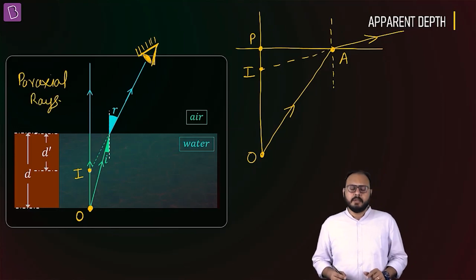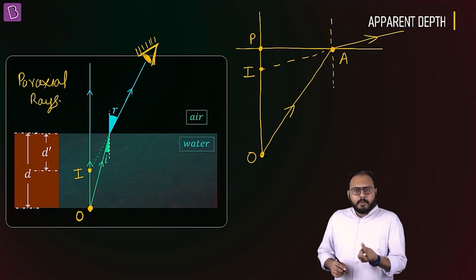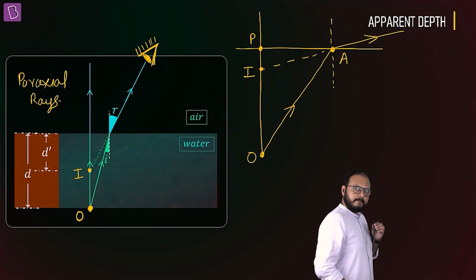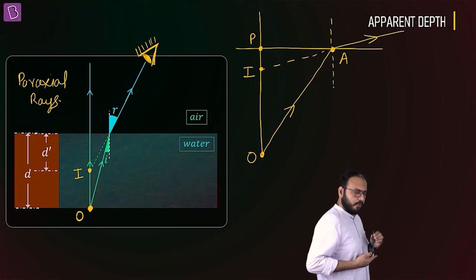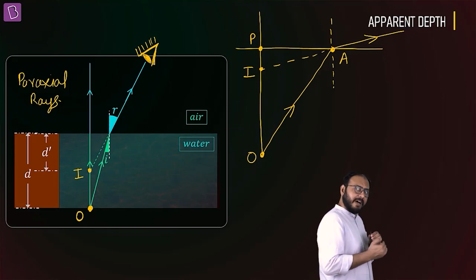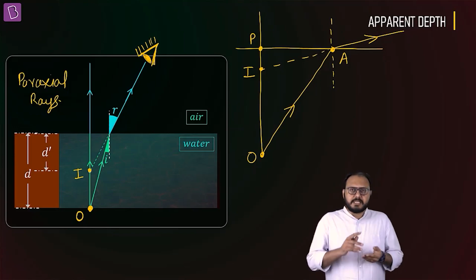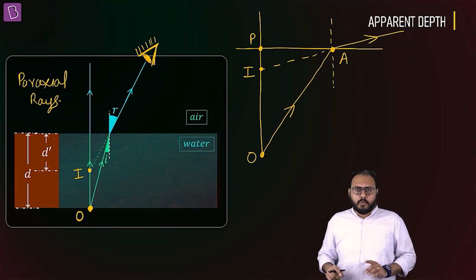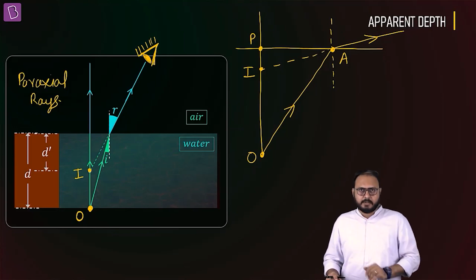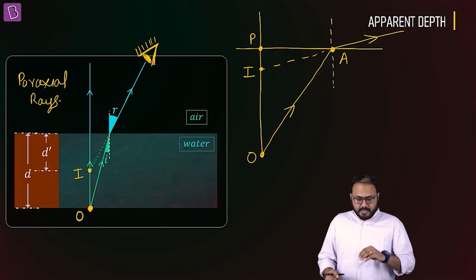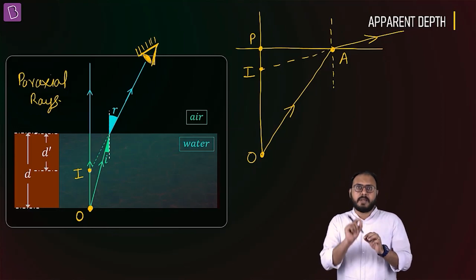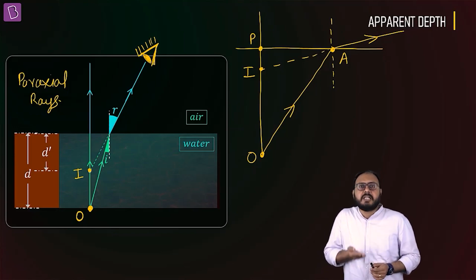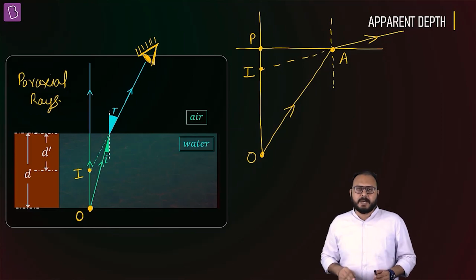Otherwise, you know what will happen? Not only will the object O appear closer, it will appear farther also. So the only way you justify I and O being on the same normal line, I'll repeat, the only way you justify only a vertical shift is because the rays are paraxial.